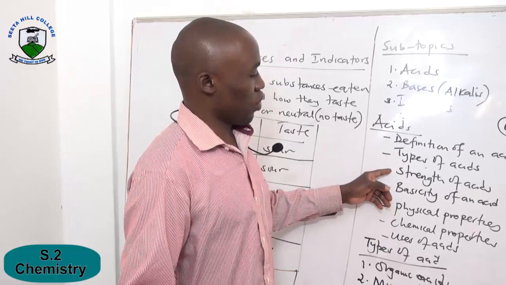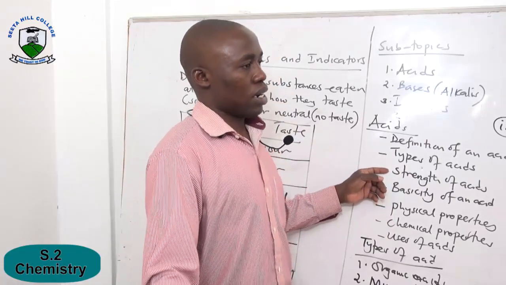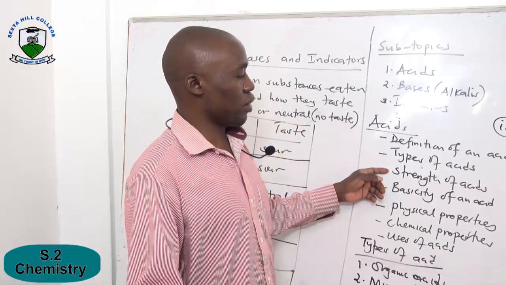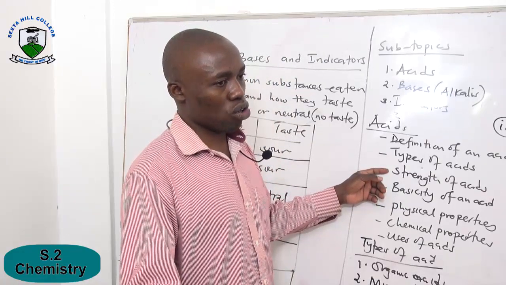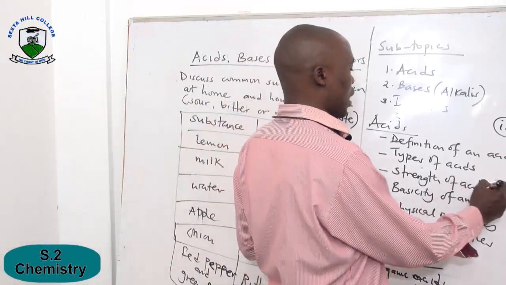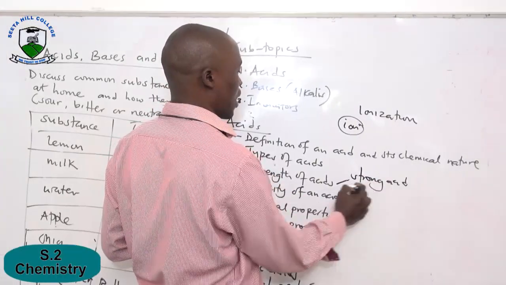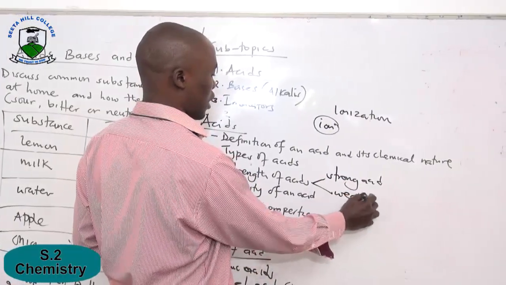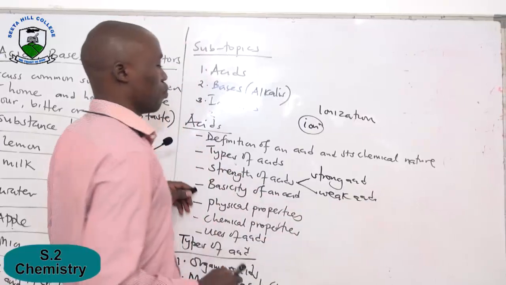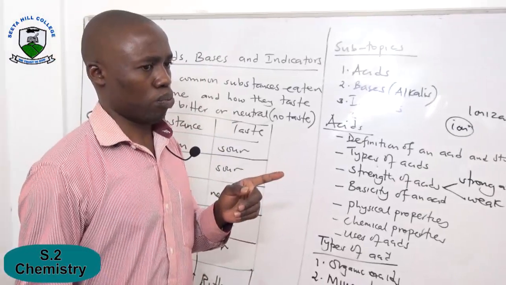Now, strength of an acid. Acids can be categorized as strong and weak acids. That means under strength, we say acids are categorized as strong acids and weak acids. Clear? Now, we said your tongue can know.